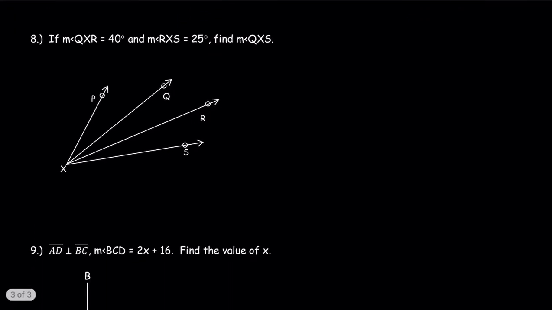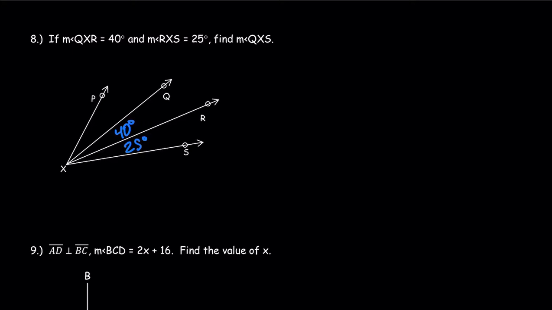Question number 8, the measure of angle QXR. So we got to trace it. QXR. So that's this middle angle right here. That's going to be 40 degrees. So I'm going to take this 40 and I'm going to put it right in there. Measure of angle RXS, RXS is 25. So that's going to be 25 right there.